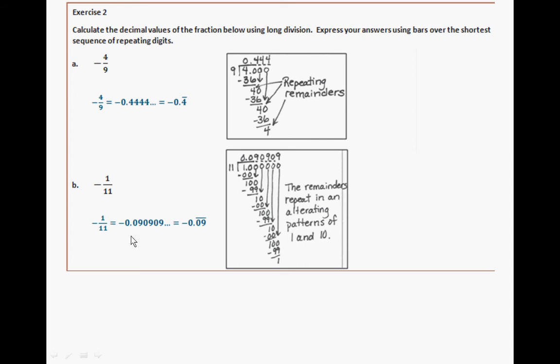Same thing with 1/11. Sometimes you have to go a little ways to figure out what is repeating. In this case, it's not just one digit, but it's 090909. So the remainders repeat in an alternating pattern of 1 and 10. So you end up with 10, then you end up with 1, then you end up with 10, and you end up with 1, and so that's how it becomes 0 and 9 and 0 and 9, and so on and so forth. So the way we read it, again, a negative fraction means a negative decimal, so it's negative 0.09 repeating, with the bar notation over the 0 and the 9.